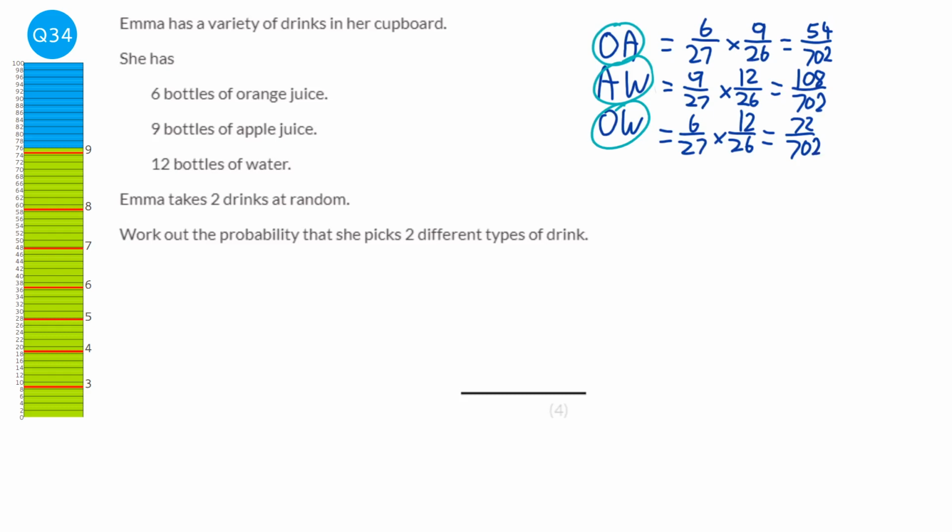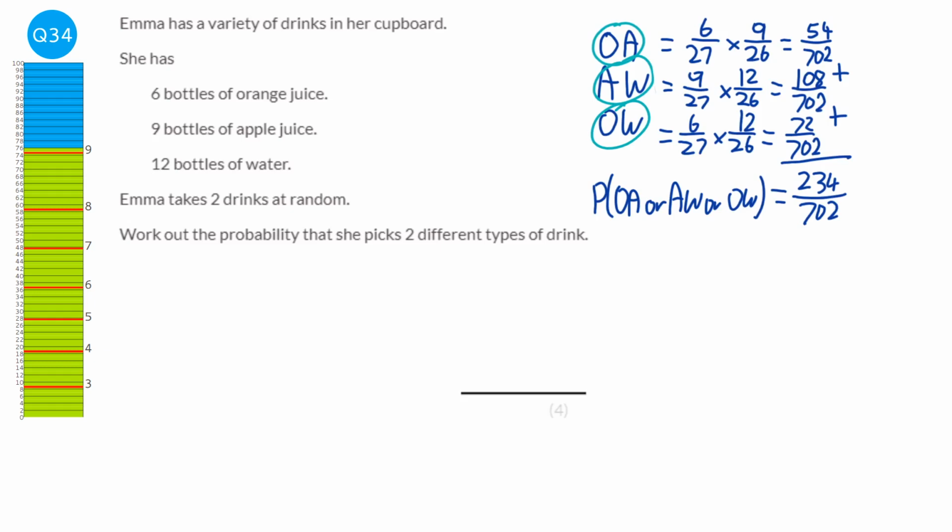Now we're looking at the probability of this, or this, or this, and the word or means add. So the probability of (OA or AW or OW) is these added together. And when you add them together, you get 234 over 702.